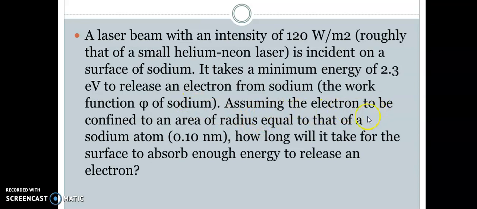Assuming the electron to be confined to an area of radius equal to that of a sodium atom, so that is 0.10 nanometer, how long will it take for the surface to absorb enough energy to release an electron? So we have to calculate the time interval for the photoelectric emission. The intensity is given, equal to 120 watt per meter square.